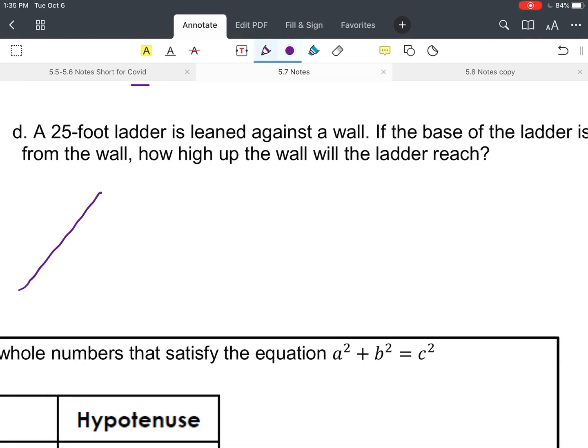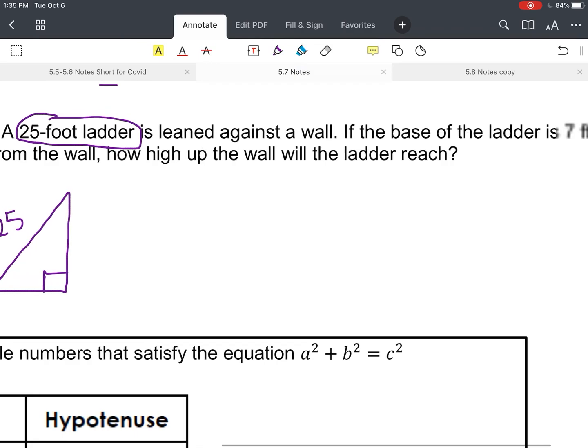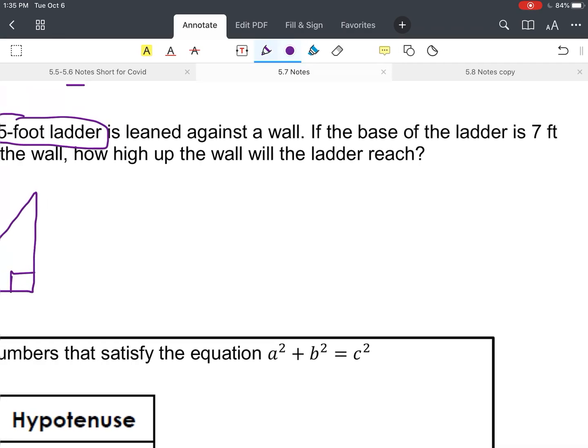Last is the word problem number 25. We're talking about right triangles, so we always know we should draw a right triangle picture. It says a 25-foot ladder is leaned up against a wall. When I think of a ladder leaning against the wall, I know that's going to be my hypotenuse. So a ladder is always the hypotenuse of your triangle. Ladders lean against walls. They don't go straight up and down.